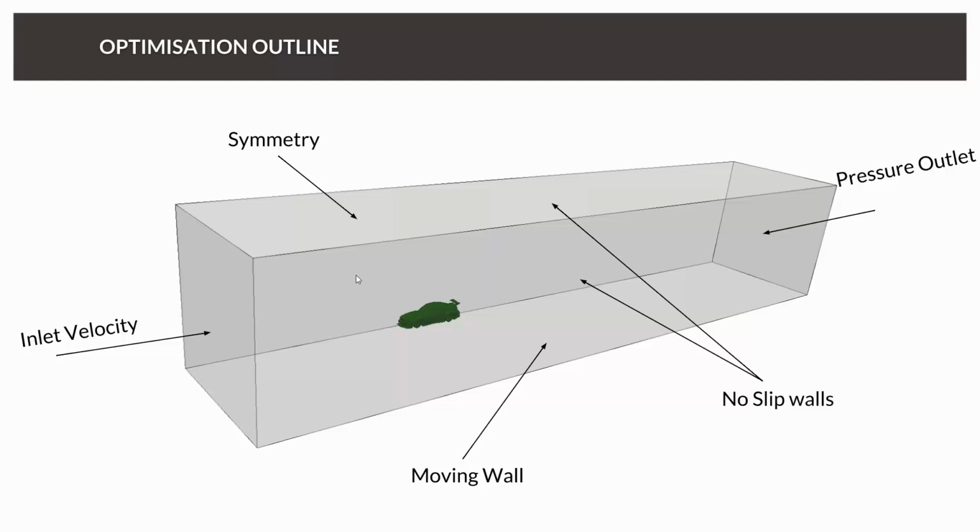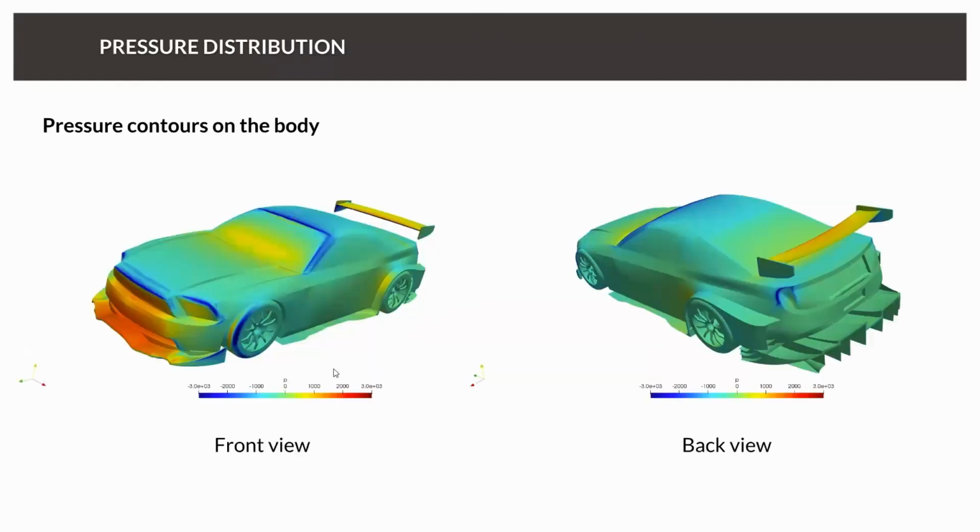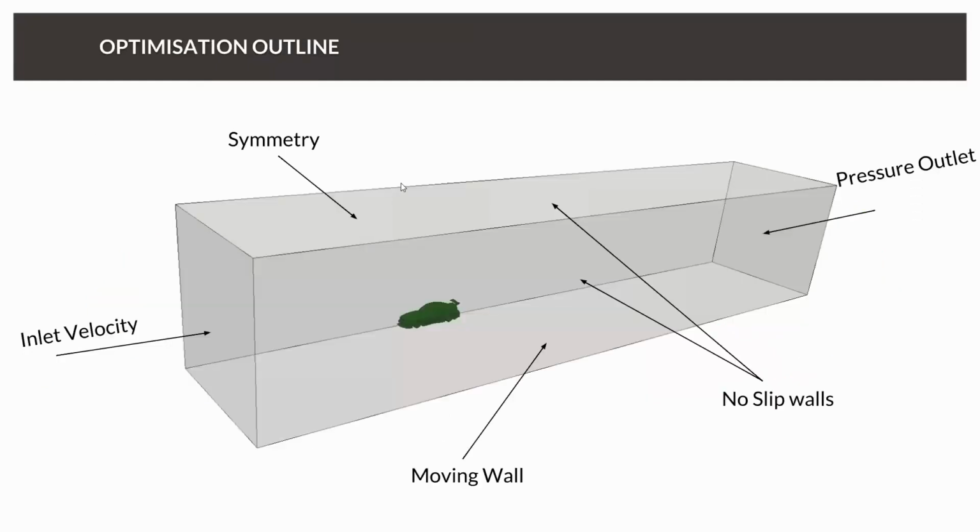We have a symmetry plane. Since the car is symmetric, we can take advantage of this. And we will have a moving wall on the floor, since there is no relative motion between air and floor. And we have so-called no-slip walls for the side and top wall. And these are walls which are not interacting with the flow, since they would not exist in reality.